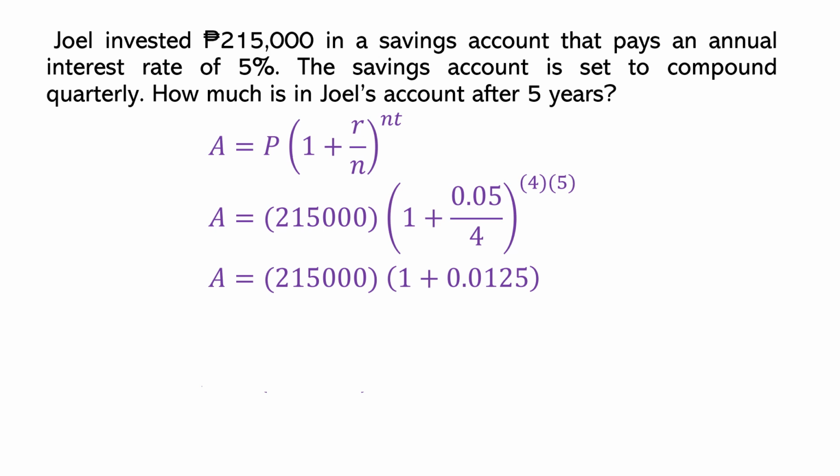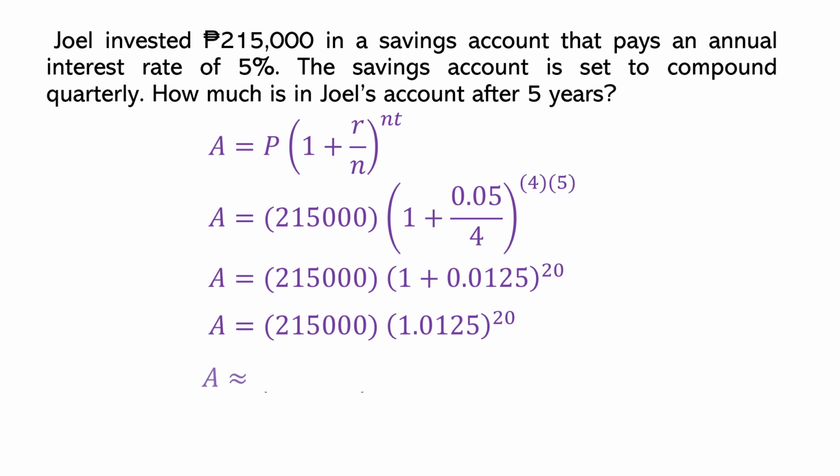And then you can also compute the top, 4 times 5, which is 20. I mean the exponent. You can just do it simultaneously, the fraction and the exponent, and it will not affect the value. But you can compute it separately, although it's longer. Then we are going to copy again 215,000 because we're going to compute the one inside the parentheses first. 1 plus 0.0125 will be 1.0125. Then copy the exponent 20.